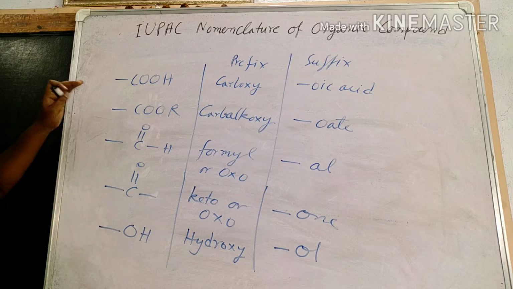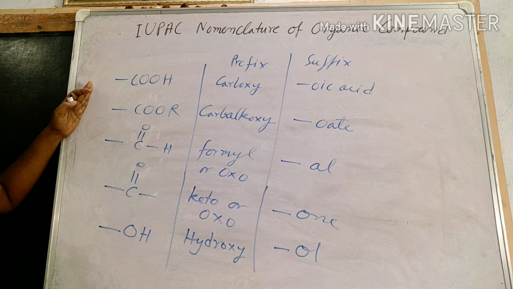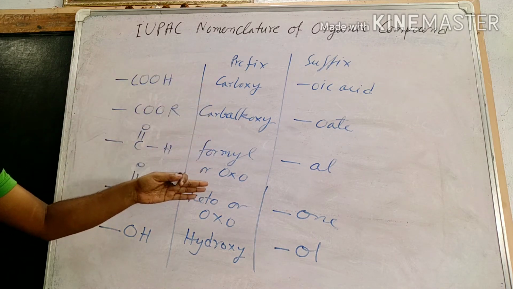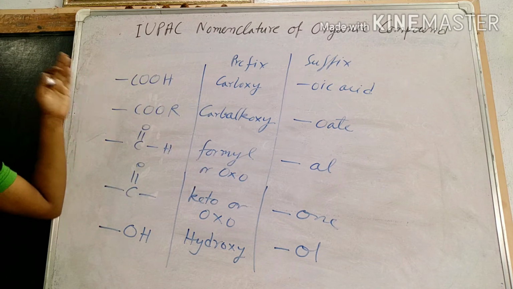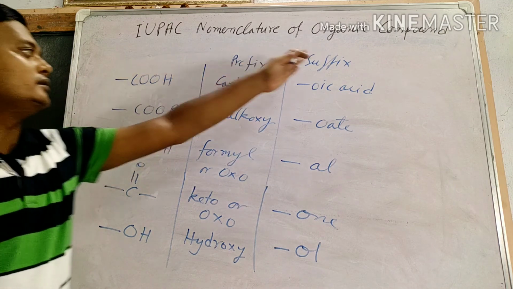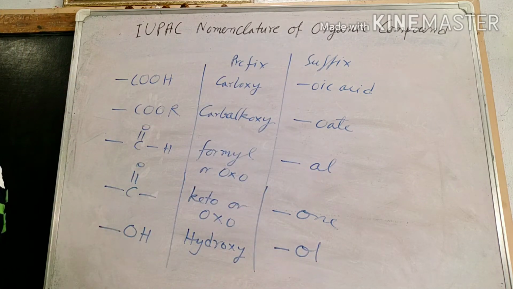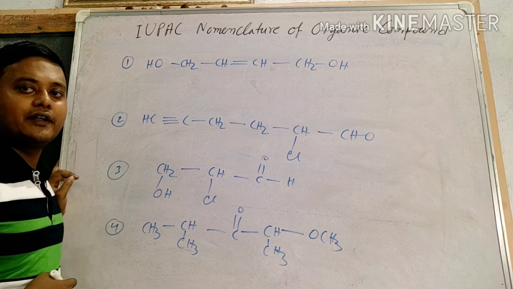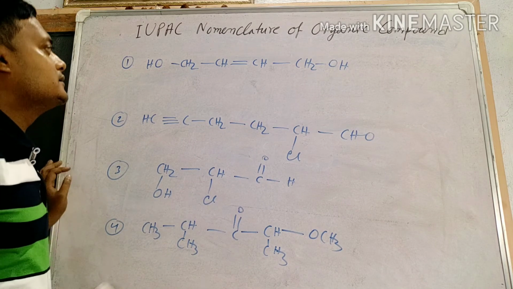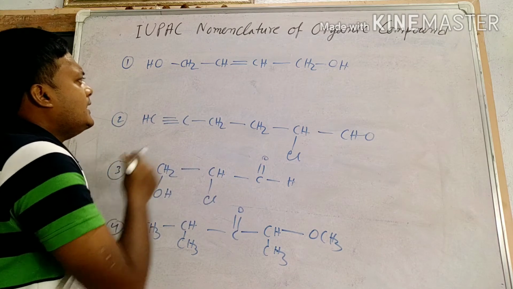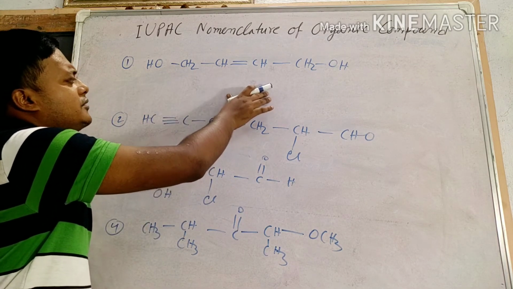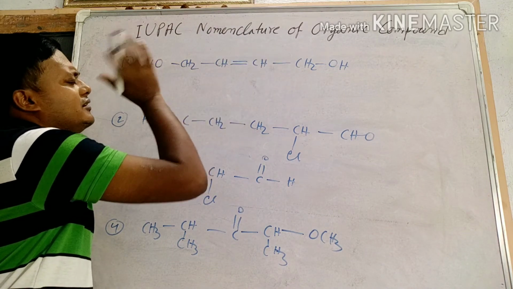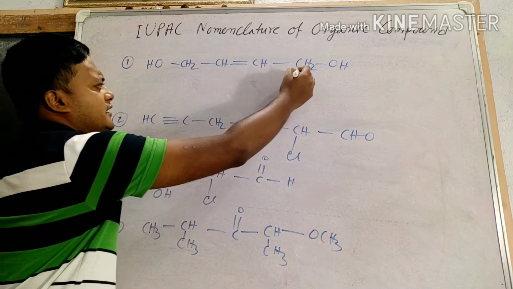So for the different functional groups, when one acts as a branching, this will be the name, and when it acts as the main functional group, that will be the name. Next we will discuss the IUPAC names of a few organic compounds. See, the first one is symmetric. That's why you can number from either the left hand side or the right hand side.